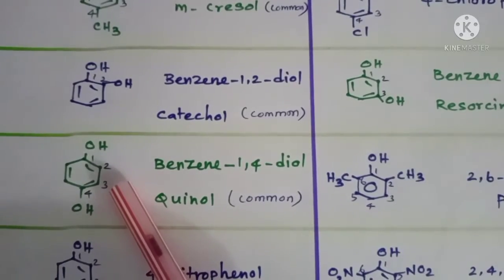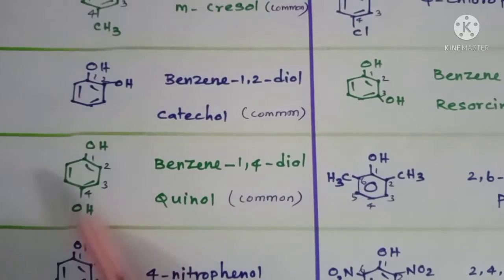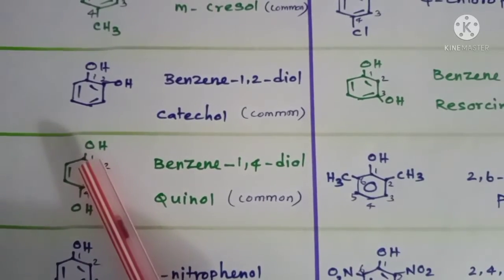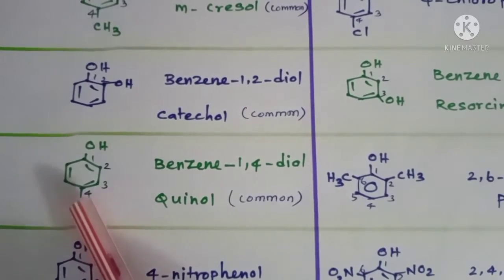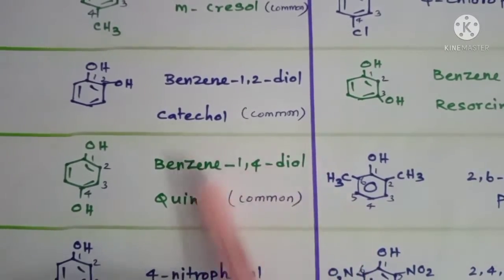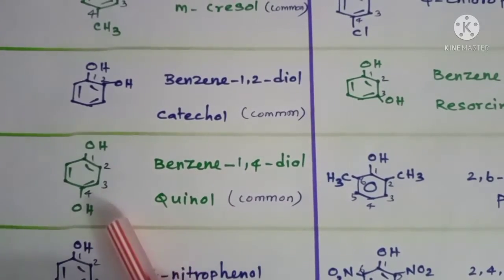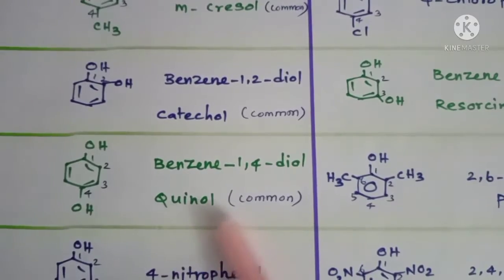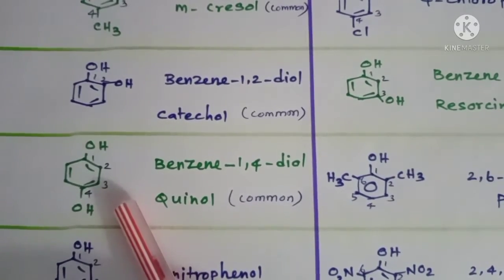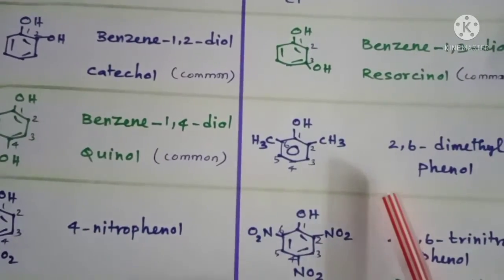So look at the next one. This is also a benzene diol derivative, okay, but the OH groups are on opposite carbons of the benzene ring. While numbering, it is getting numbers 1 and 4. OH carbons are getting 1 and 4, isn't it? So its IUPAC name is benzene-1,4-diol. If the OH groups are on opposite carbons, then it is called quinol. So quinol is the common name of this benzene-1,4-diol, okay, right? So look at the next compound.